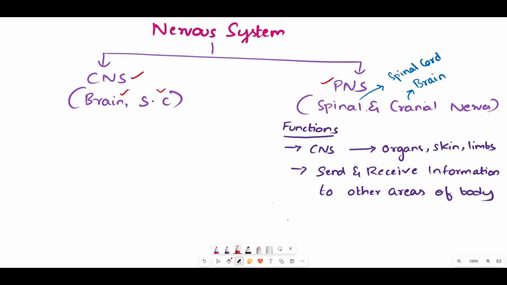Coming back to the peripheral nervous system, this consists of the nerves which arise from the brain and spinal cord. Specifically, the cranial nerves arise from the brain and the spinal nerves arise from the spinal cord. Coming to its basic functions, the peripheral nervous system is useful for connecting the CNS to organs, skin, and limbs. It also allows the brain and spinal cord to send and receive information from one part of the body to another.